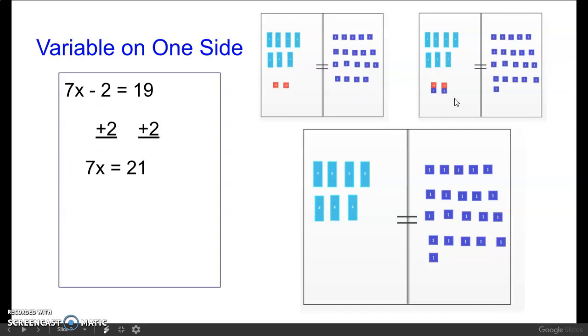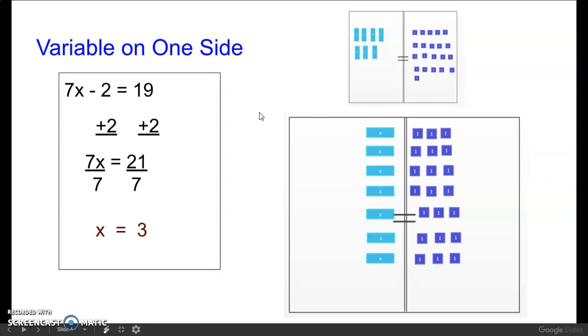In terms of algebra tiles, basically, a picture of that, I added 2 to both sides. I added 2 here, and I added 2 here. Then what I have here is some zero pairs. So I'm left with 7x here and 21 here. Again, think about this as just a picture of what happened here. Okay, so then my last step here is the division step.